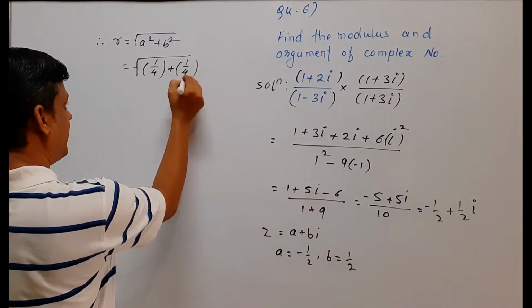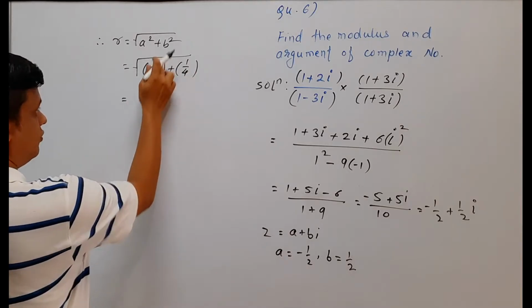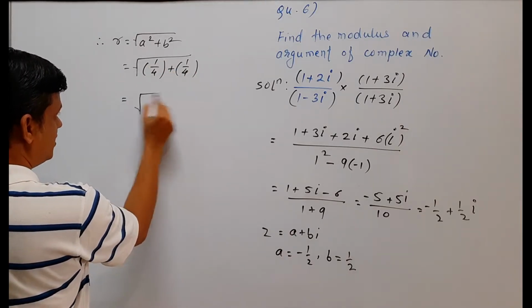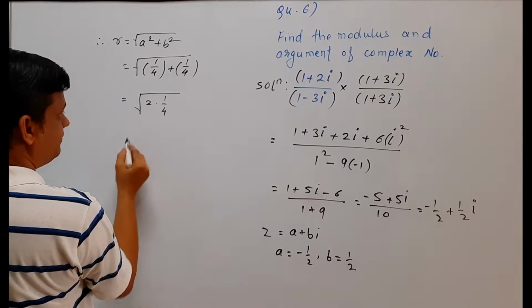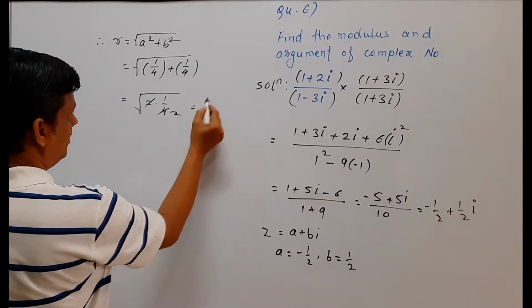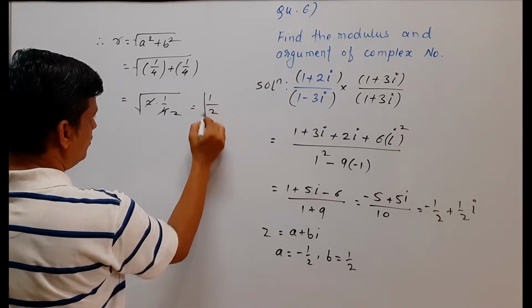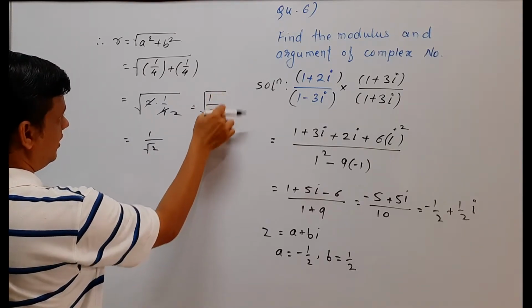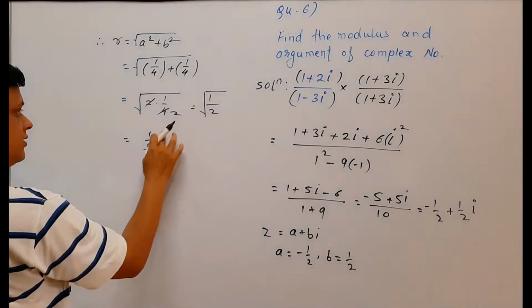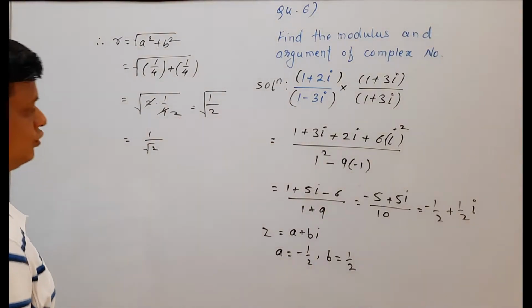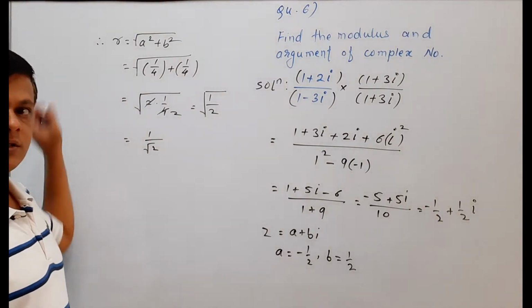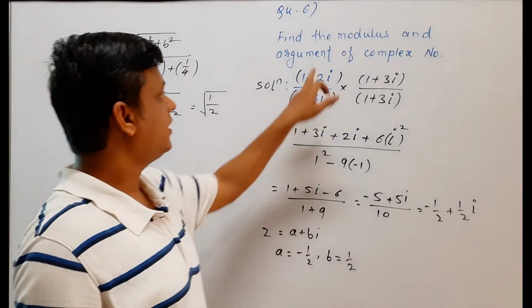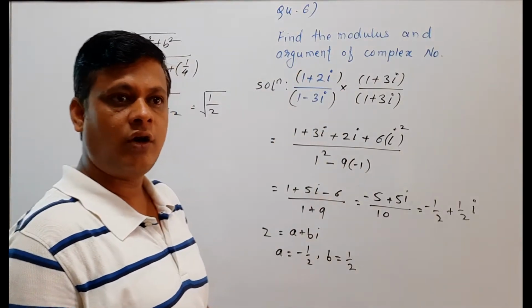So the square of 1 by 2 is again 1 by 4. So 1 by 4 plus 1 by 4 is 2 times 1 by 4. So we calculate it, we get 1 upon 2. So we write this as square root of 1 upon square root of 2. Square root of 1 is 1, square root of 2 is root 2. So this is the modulus.